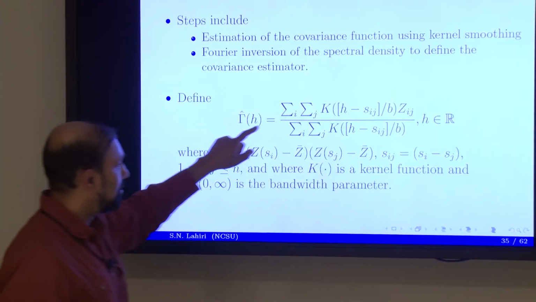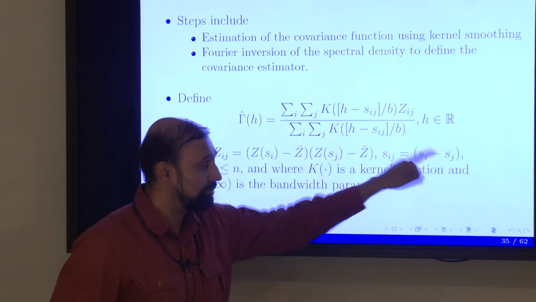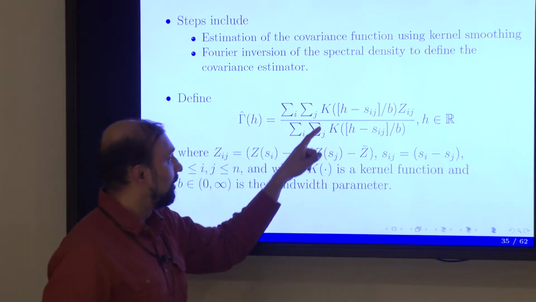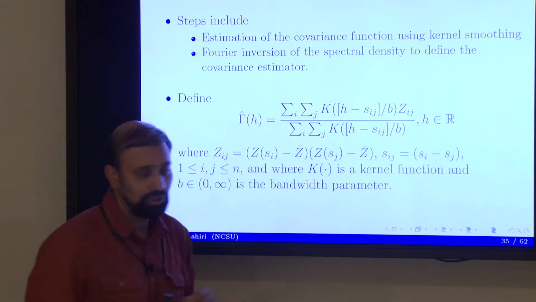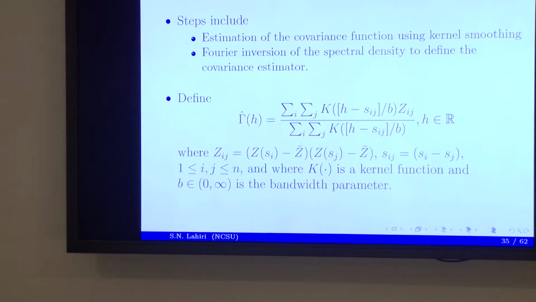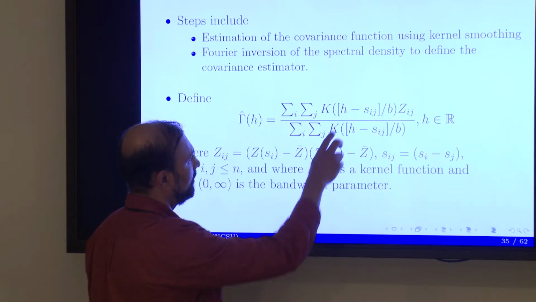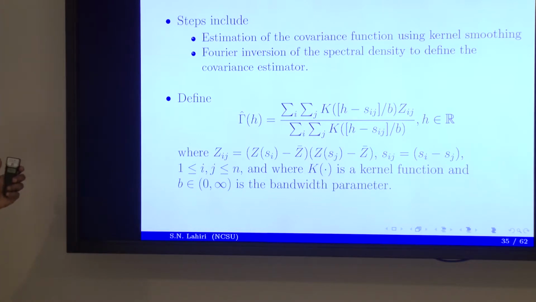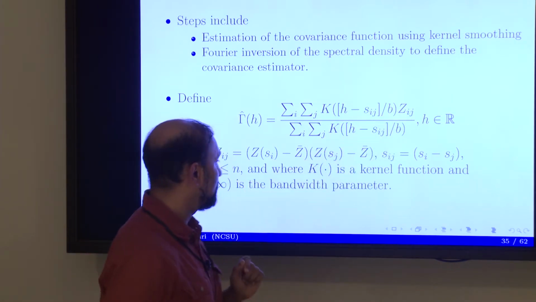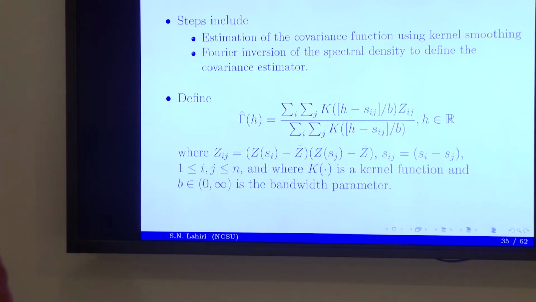So gamma hat of h would be, look at all pairwise differences. S of ij is si minus sj, all right? And then see which one of these come close to the lag that you're interested in, the particular h. These are weights. Weights are coming from some kernel function. And b is the bandwidth here. That kind of tells you to what distance from h you are going to allow these zij's to come in. And zij's are again the cross product of the centered z values.